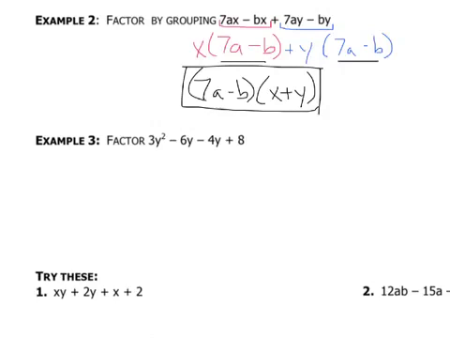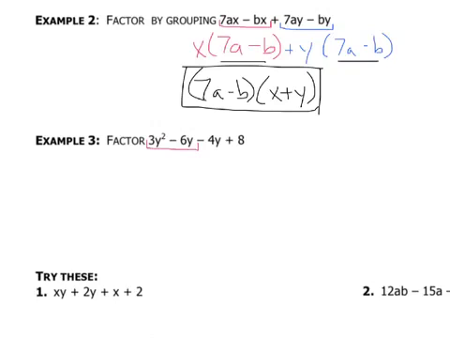Okay, we have one more example here, okay? And this is when factoring by grouping can get a little tricky. So I want you guys to pay extra close attention here, okay? All right, so on example 3, I grouped the first two terms just like I usually do. 3y squared and negative 6y. So what can I divide out of 3y squared and negative 6y?